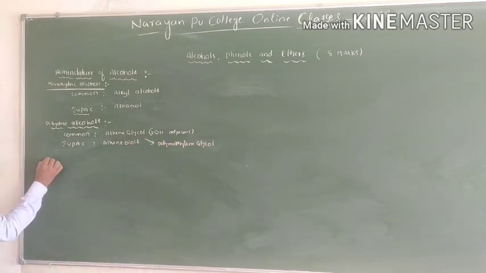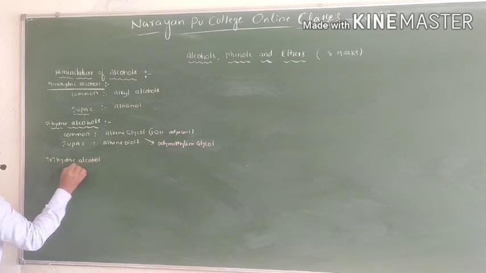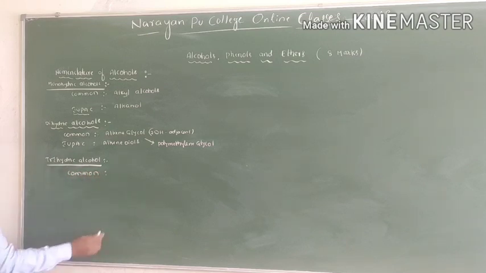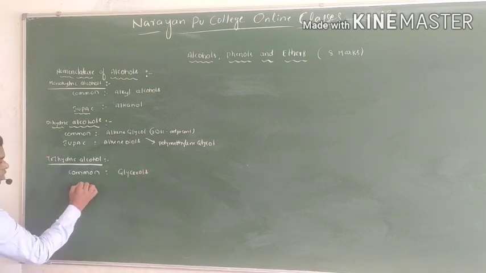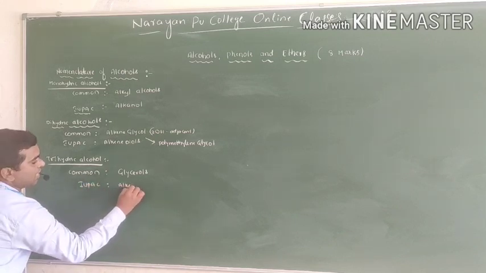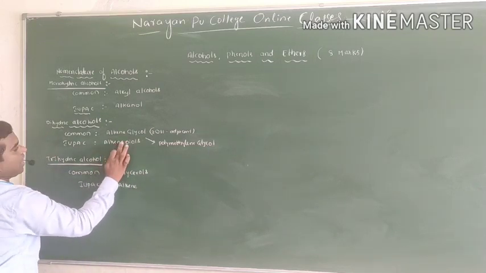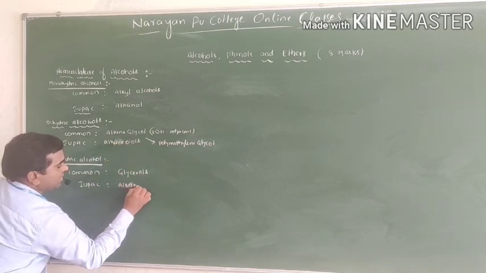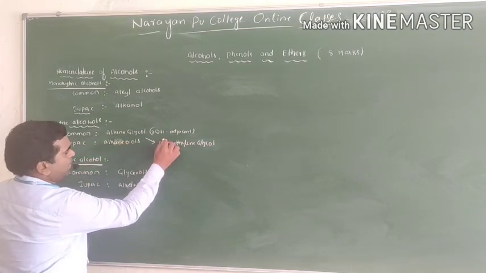In the same way, trihydric alcohols. If you take the trihydric alcohols, what is the common name? The common name for these compounds is glycerol. And the IUPAC name is alkane triols, just as here it is alkane diols, not alkene. Yeah? And see here, I will give a simple example.